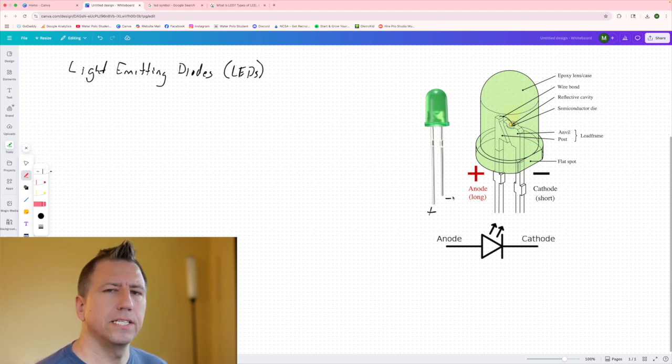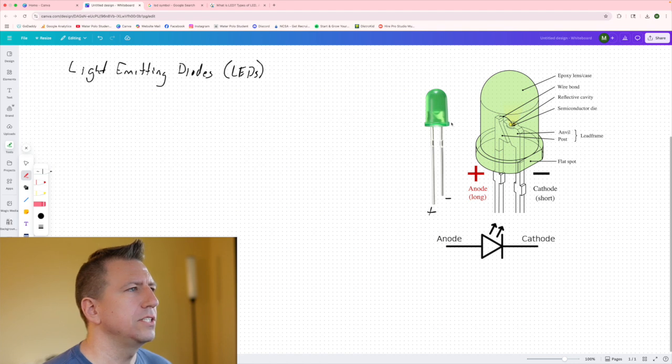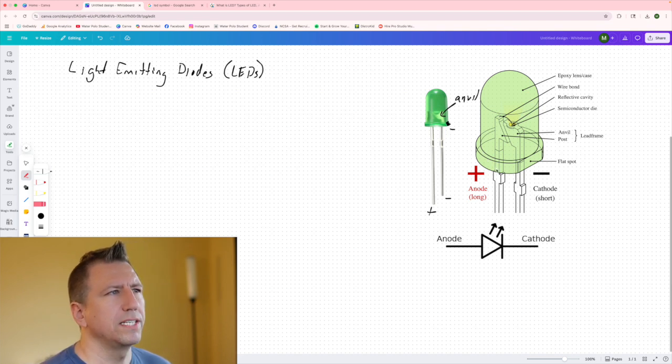A couple other indicators that you're putting it in the correct way is the flat edge right here. That's flat and it doesn't stick out like the rest of the circle does. It's cut off, and that's the negative side. You can see the flat spot shown on this zoomed in diagram as well. The other thing is that of the two metal pieces inside, the post and the anvil, the anvil is typically much bigger, and that's on the negative side as well. Just a couple of ways for you to recognize and identify which side is the negative side, or the cathode, of the LED.